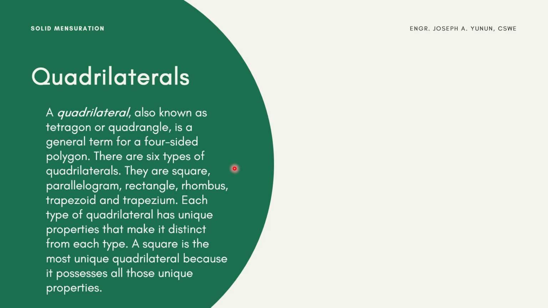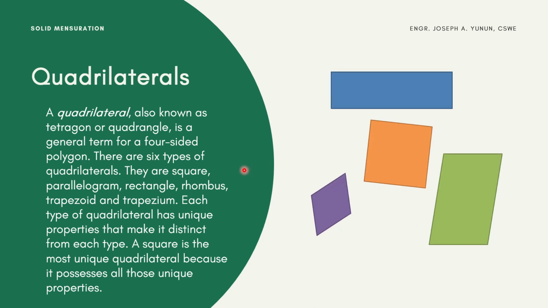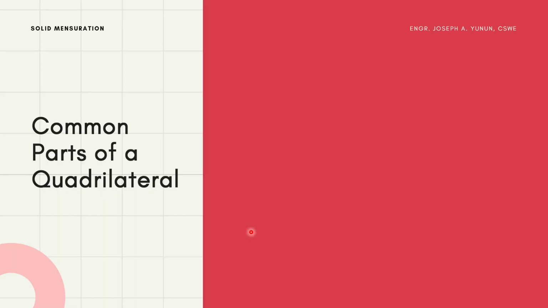So there are six types of quadrilaterals. There are the square, parallelogram, rectangle, rhombus, trapezoid, and trapezium. Each type of quadrilateral has unique properties that make it distinct from each other type. Square is the most unique quadrilateral because it possesses all those unique properties. So probably those are equal length of sides and equal angles, which form 90 degrees.